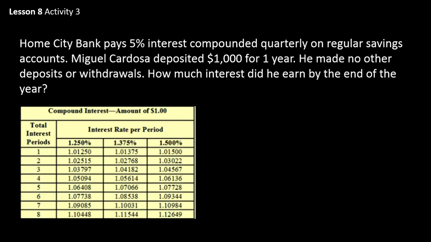Home City Bank pays 5% interest, compounded quarterly, on regular savings accounts. Miguel Cardoza deposited $1,000 for 1 year and made no other deposits or withdrawals. How much interest did he earn by the end of the year?